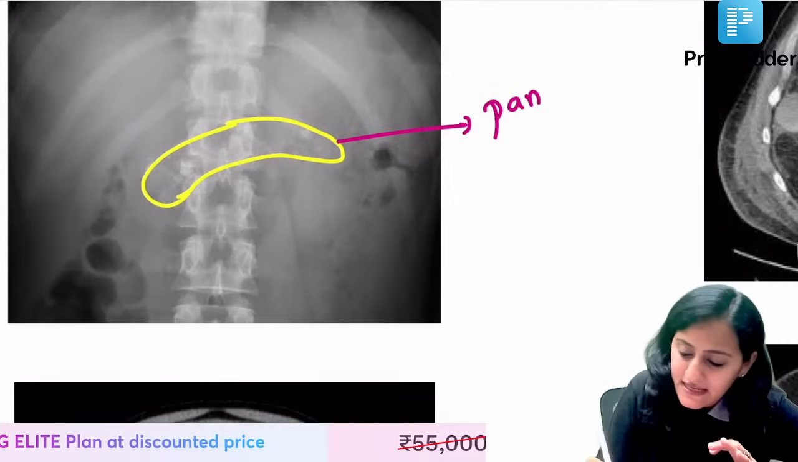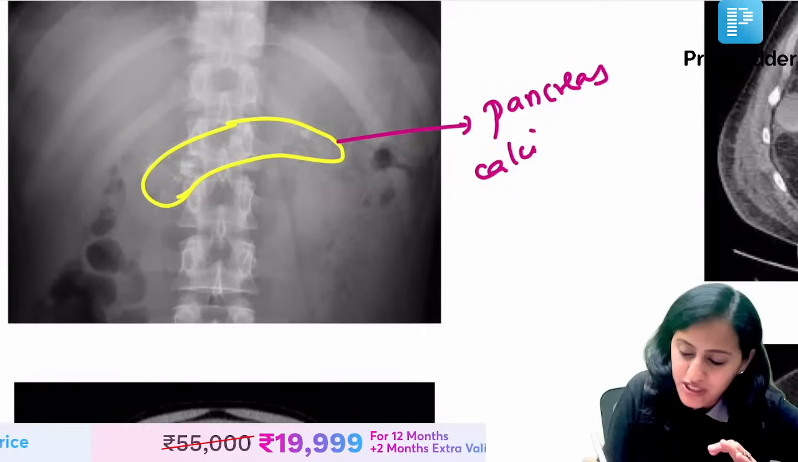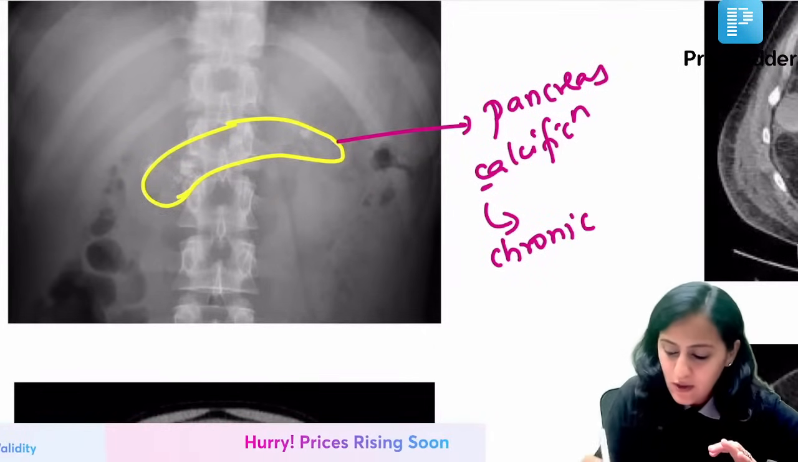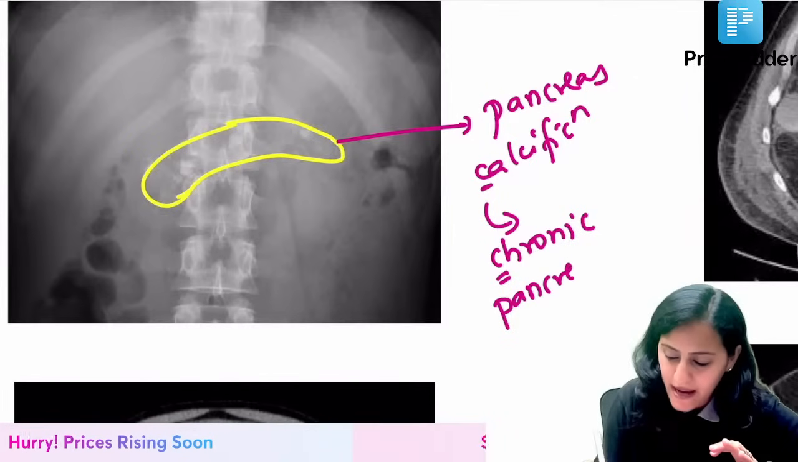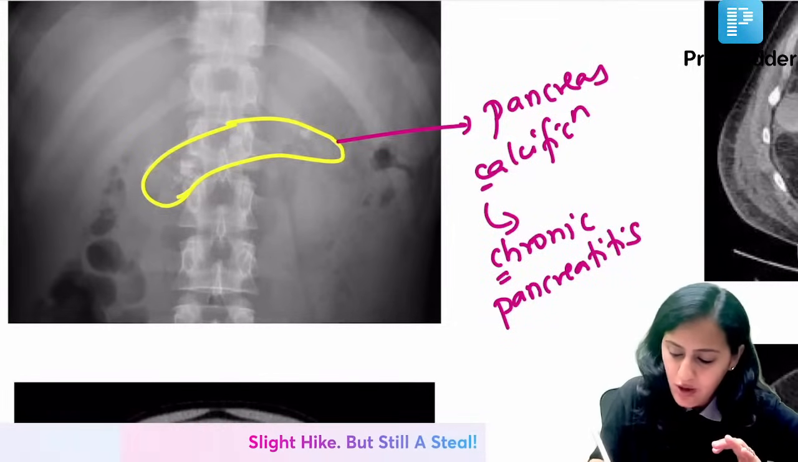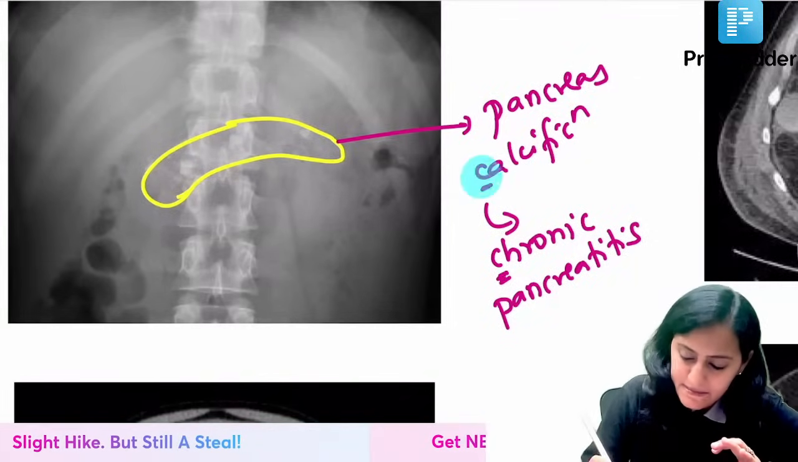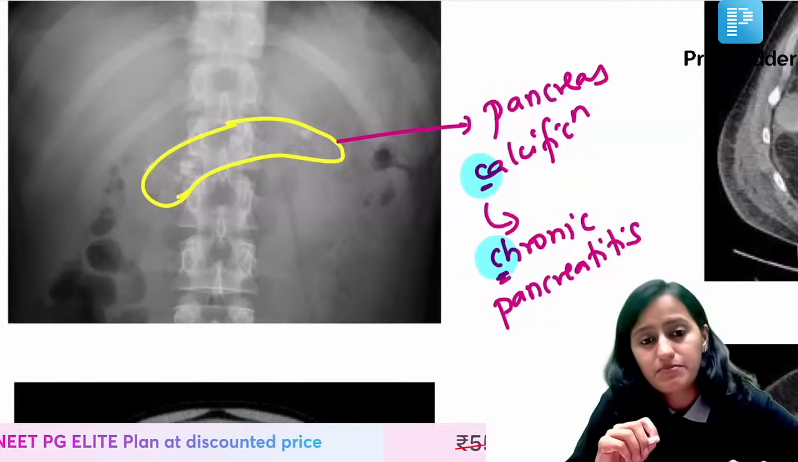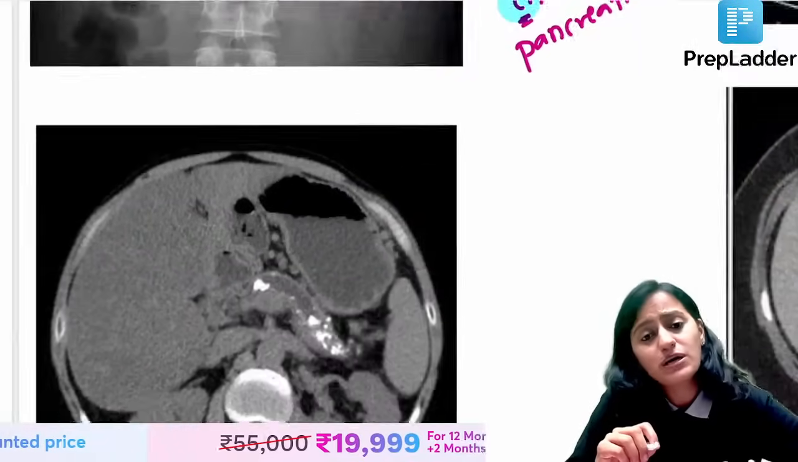This is pancreatic calcification. Remember, when there is pancreatic calcification, C for C, always think of chronic pancreatitis. Okay, always think of chronic pancreatitis. Pancreas calcification is chronic pancreatitis. Important to remember that. Last time they gave you an X-ray image.